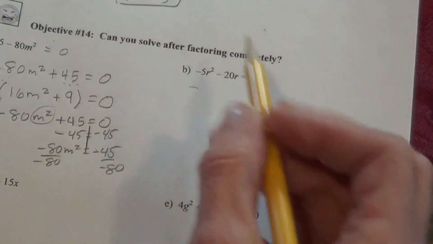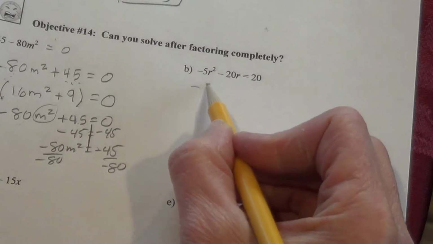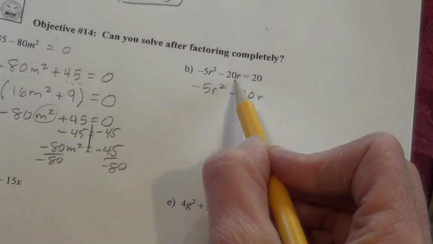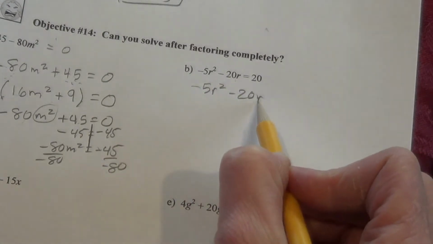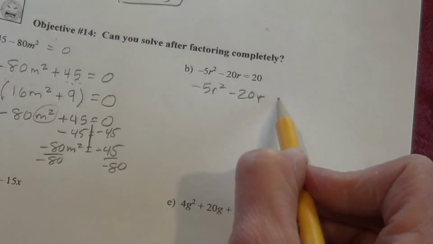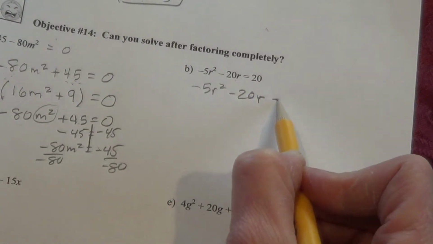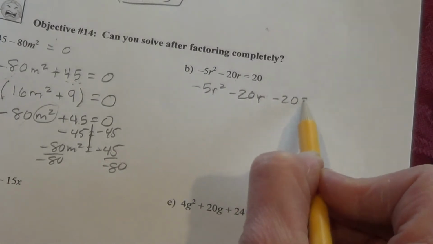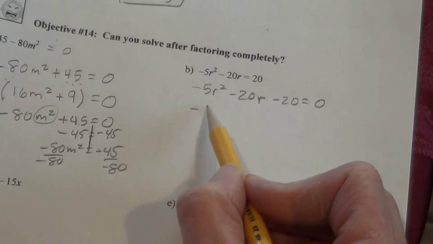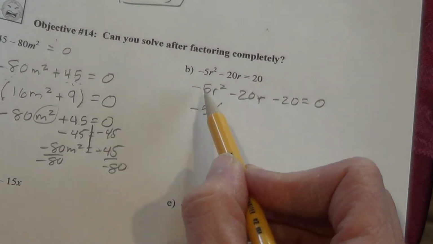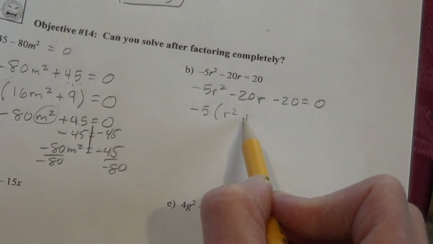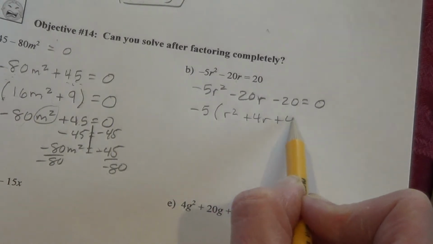Okay, negative 5r squared minus 20r. Well, it looks like I'm going to have to do trinomial because I do have the r's in a squared and in a non-squared fashion there, so I'm going to have to do some kind of factoring. So let's go ahead and subtract 20 from each side and get that equal to 0. Now I could factor out a negative 5 off the front, which I should do, because I shouldn't ever have a leading coefficient of a negative. So that would be r squared plus 4r plus 4.